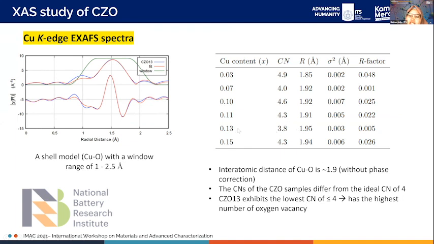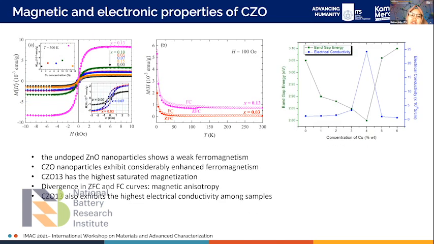And again, the 13% copper content exhibits the lowest coordination number, which means that it has the highest number of oxygen vacancies. And interestingly, the magnetic properties also show quite interesting behavior for X equal to 13%. Here we can see that the saturation magnetization increased drastically for X equal to 13%.